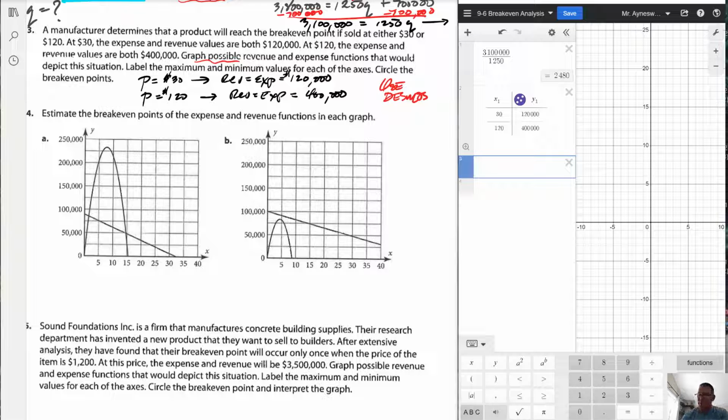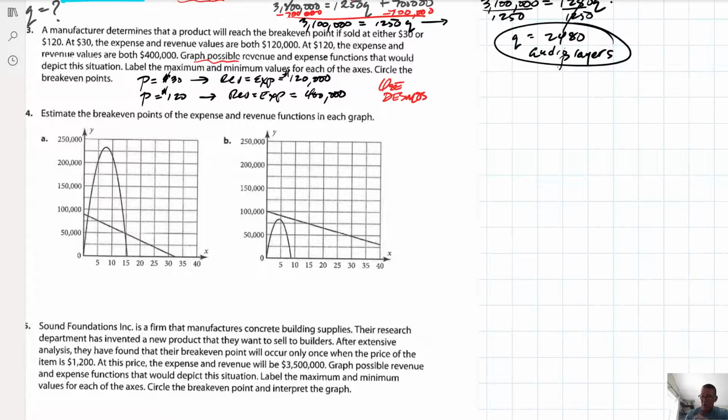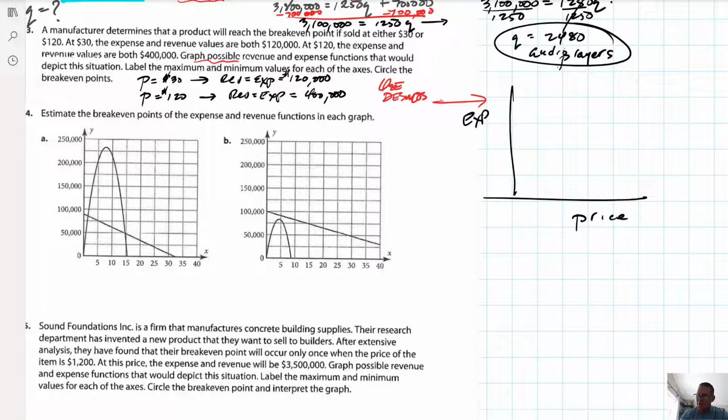Before we do this, let me just show you. We're going to go off to the side here real quick and sketch the situation, just to show you how you can sketch this by hand. You're going to have price here, and expenses or revenue up here on the vertical, and they're obviously going to be in dollars. Price is going to be in dollars as well. If you plot this with a quick little sketch, 30 comma 120,000 could be right about here. So let's say this is 30, and you go up 120,000. So let's say you count by 30,000s.